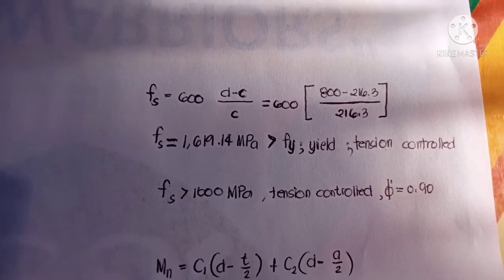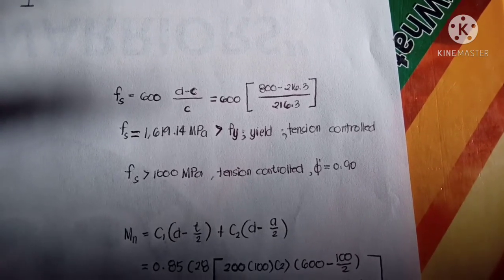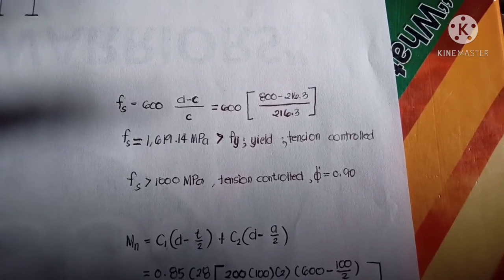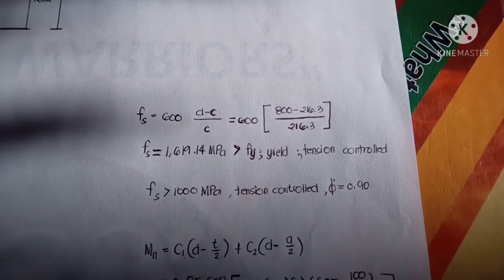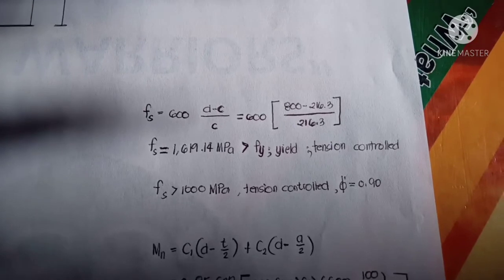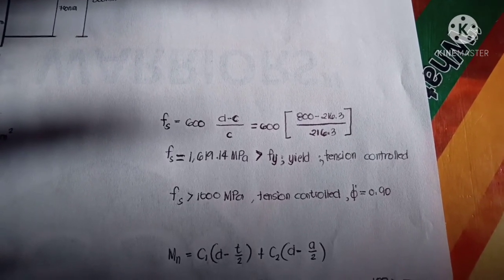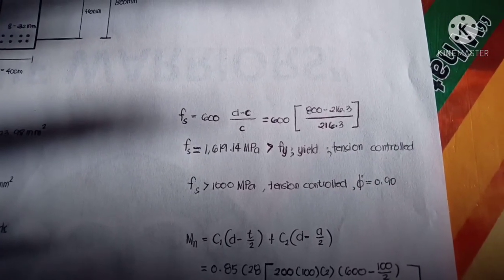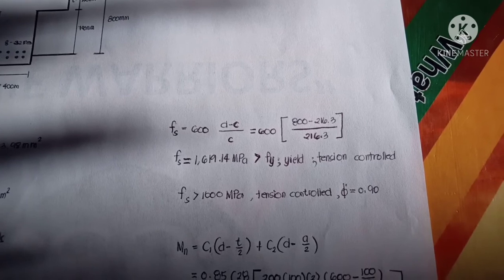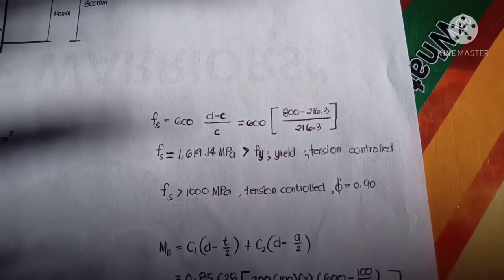Aside from that, this is tension controlled because the value of our Fs is more than 1000 MPa. The strain also is more than 0.005 if we divide it by 200,000. Since it is more than that, the reduction factor here is 0.90.